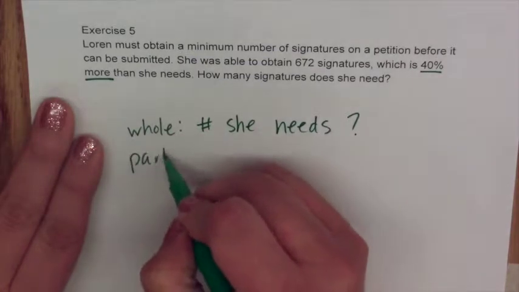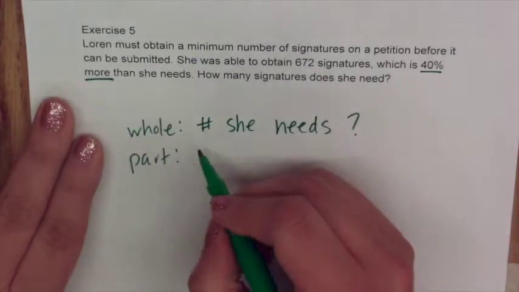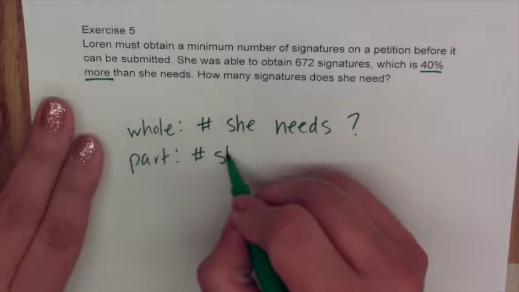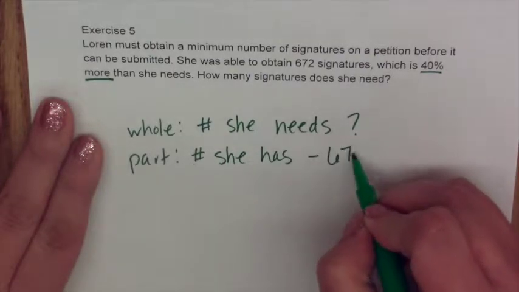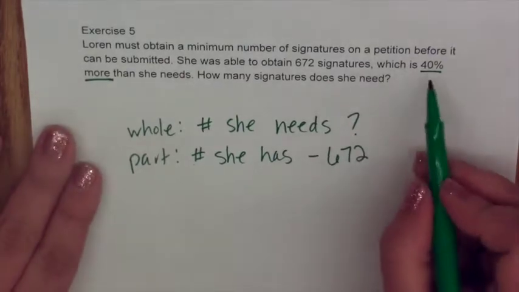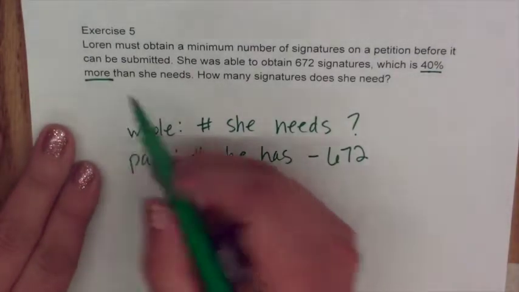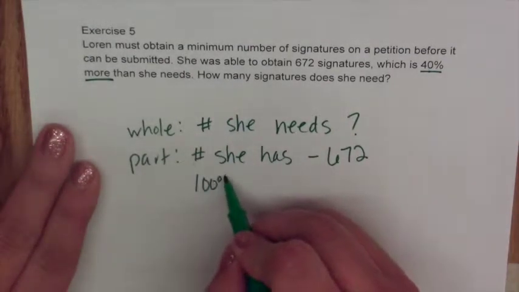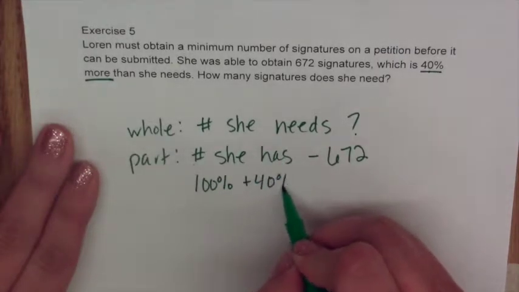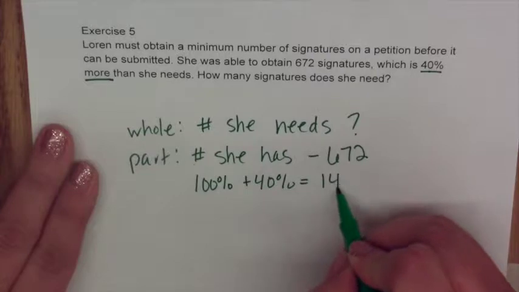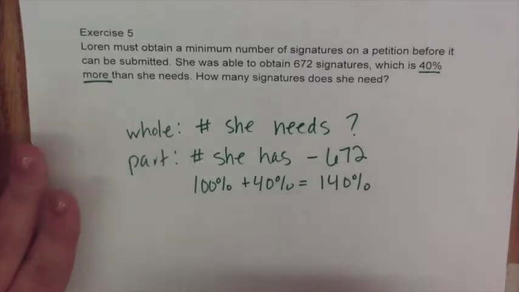And we know the part is how many that she obtained. So it's the number she has, which is 672. So if we think percentage-wise, if it's 40% more, so 100% would be everything that she needs plus the extra 40%. So she would have a total of 140% of her signatures.